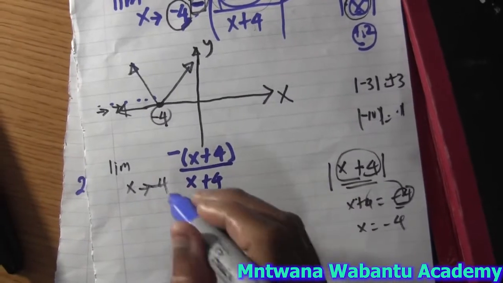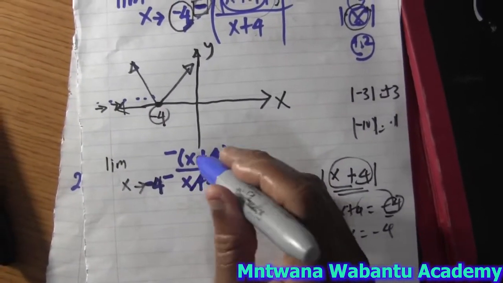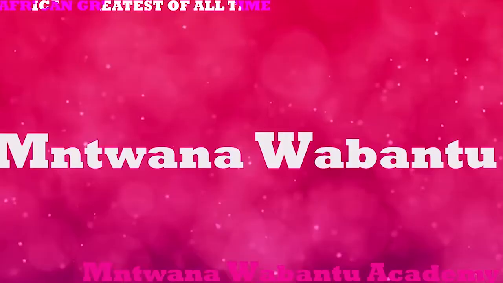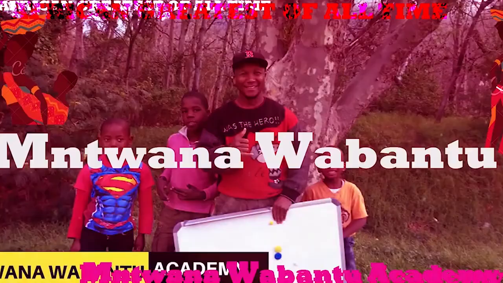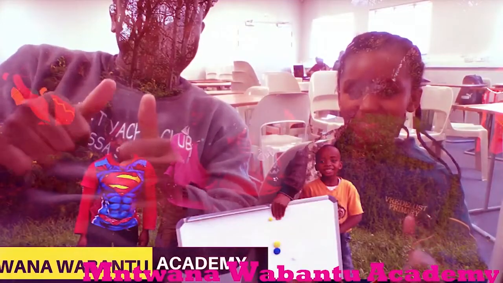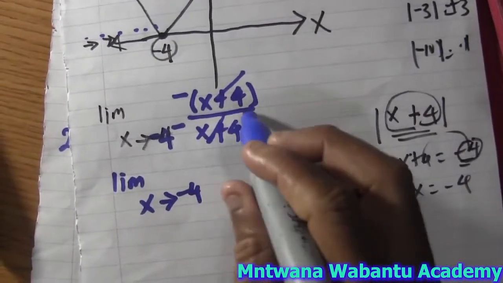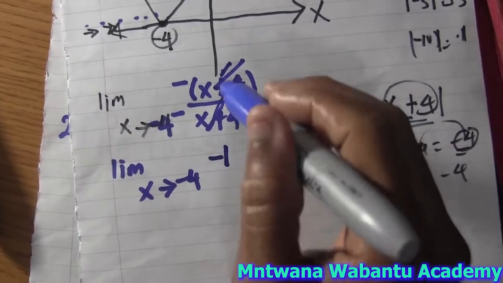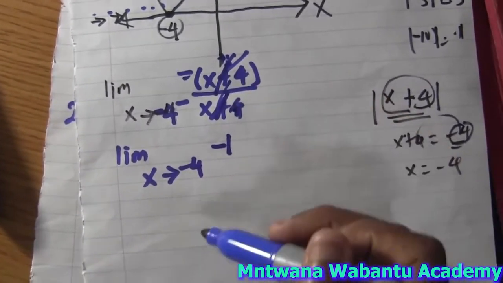So what happened now? This negative from the negative. This and this are going to cancel because it's the same thing. Don't cancel when you still have the absolute value. So for that case, this gives me the limit as x approaches negative 4, and since this and this cancel, it's 1 over 1, which is negative 1. Negative 1 times 1 over 1 equals negative 1.